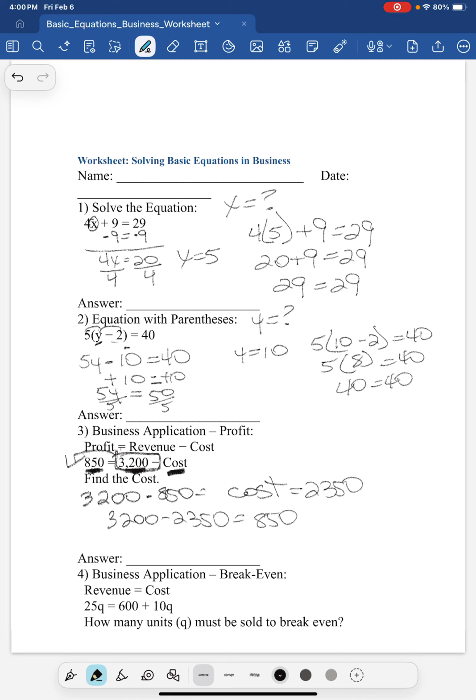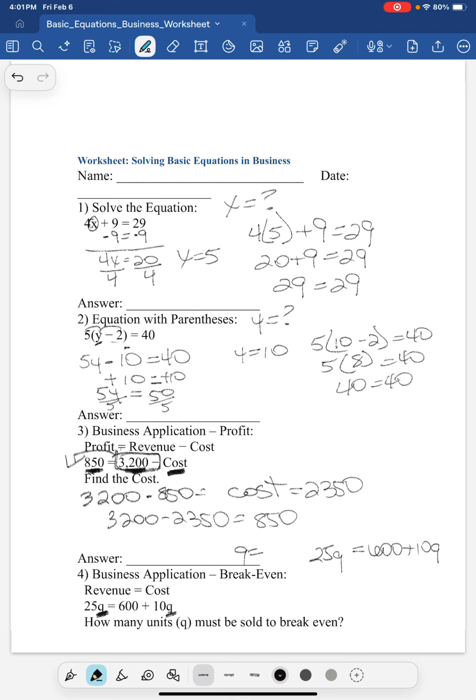Okay, one more. We've got business application on break even. Revenue equals cost. So we need to know how many units, which is represented by Q, must be sold to break even. And we are given that 25Q equals 600 plus 10Q. Okay, but now this is going to be a little more confusing, because we need Q on one side, right? We know what we need is Q equals. So it's really the same. Don't let it confuse you.